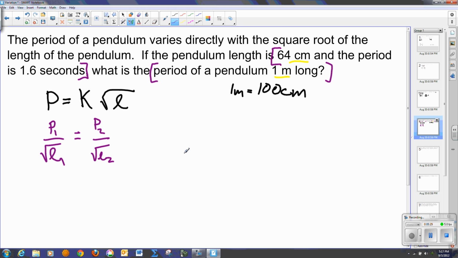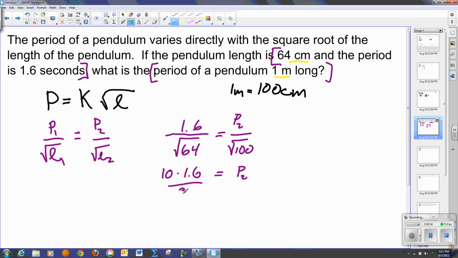So length of the pendulum, 64. Square root of 64. The period is 1.6 seconds. I'm looking for the new period, so that's going to be P sub 2, and I'm given 100 centimeters. So in this case, P sub 2 is going to equal 10, because that's the square root of 100, times 1.6 over 8. And again, I'm going to let you solve that by yourself. The setup's the challenging part.